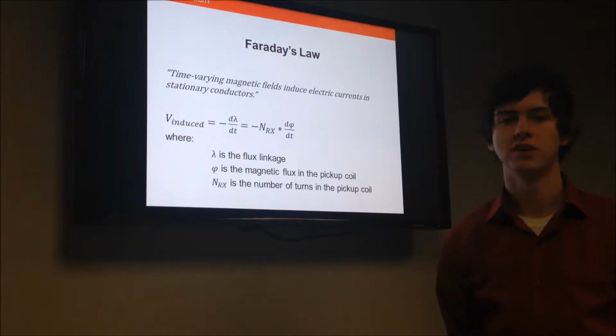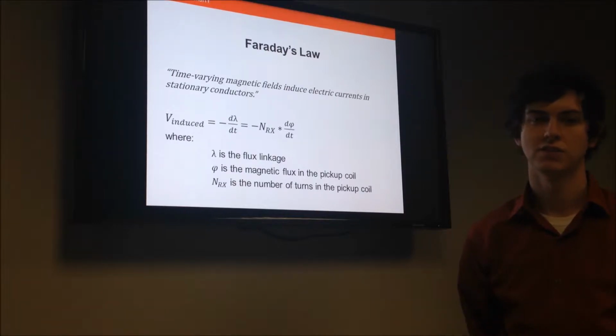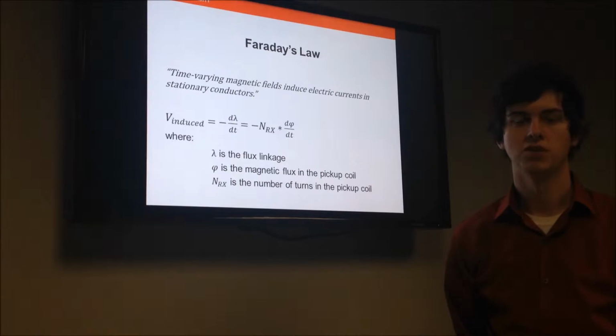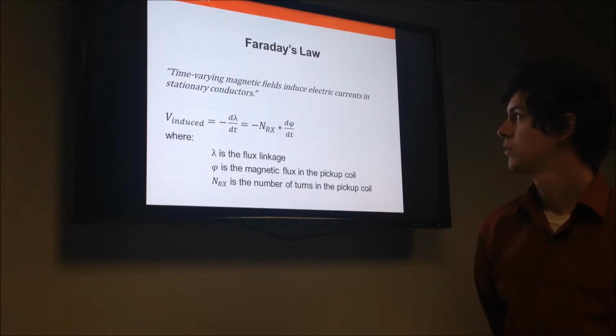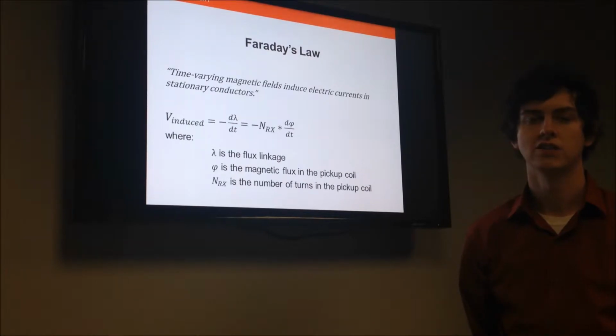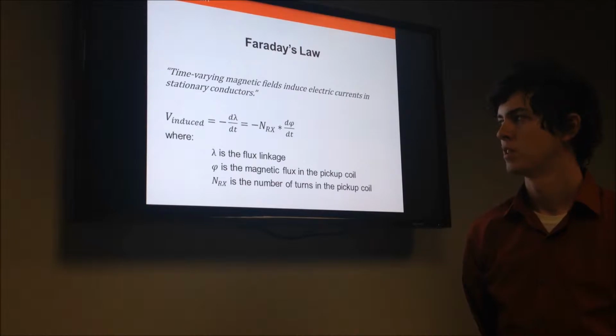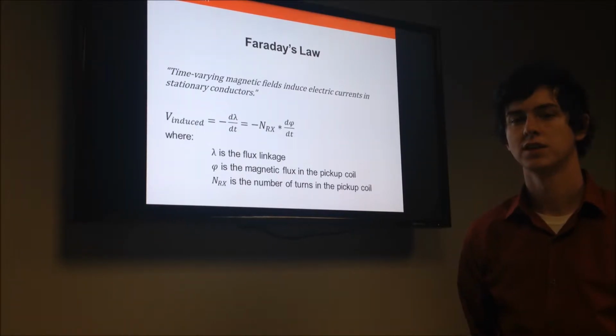The underlying principle behind this type of metal detector is Faraday's law, which can be expressed, from our text, as: time-varying magnetic fields, in the form of, say, electric alternating current in a stationary coil, will induce electric currents in stationary conductors, such as a metal object in the ground. Mathematically, V induced is equal to the change in flux linkage, which can also be expressed as magnetic flux times the number of turns.